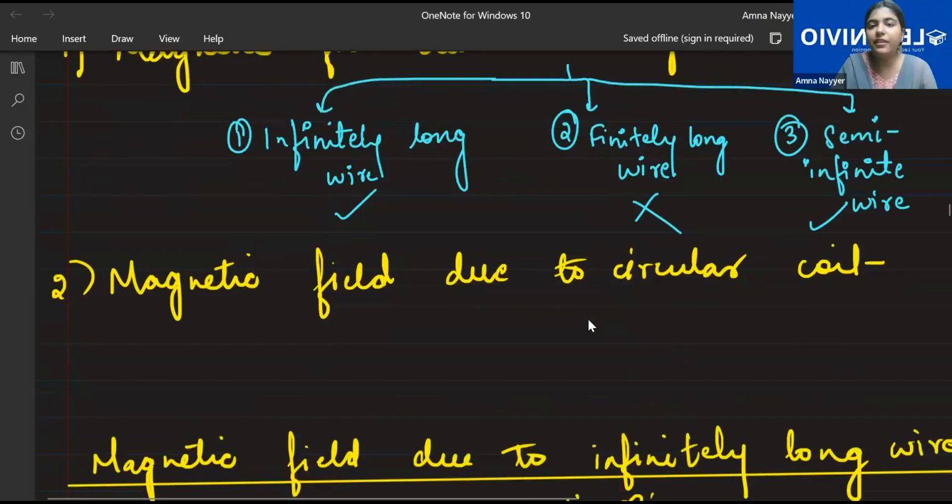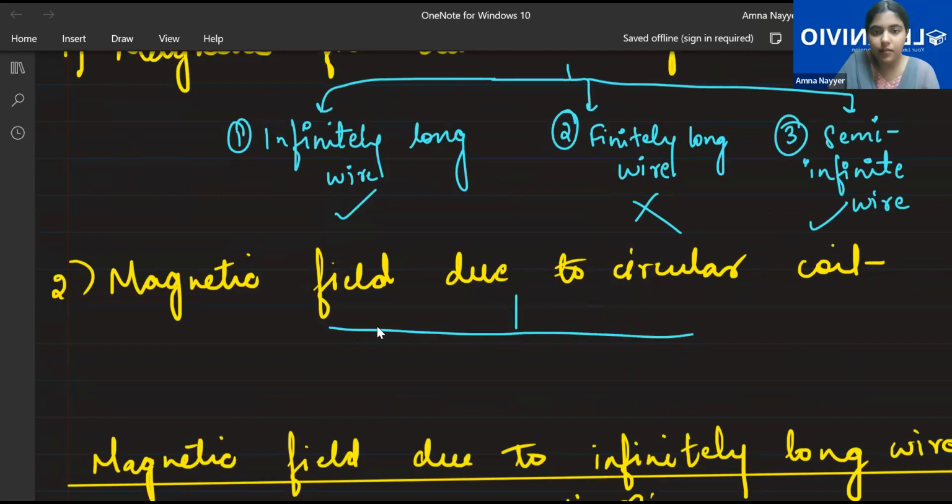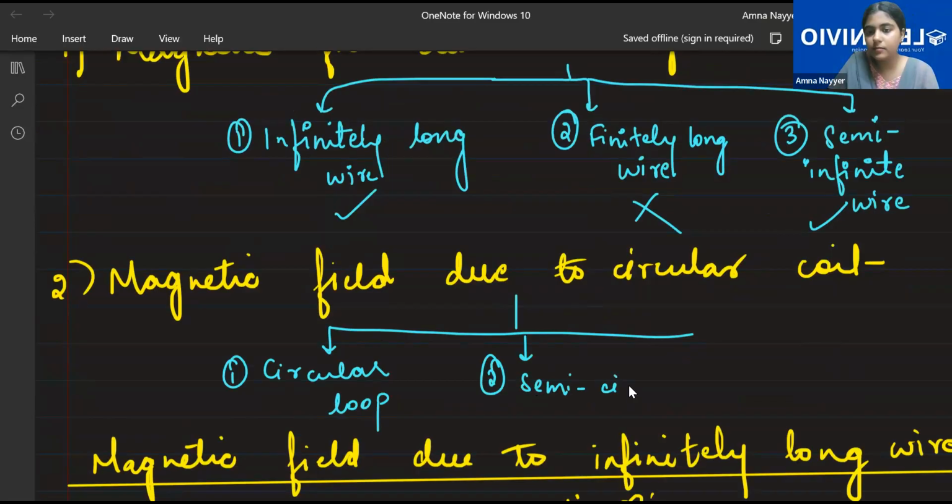And coming to the magnetic field due to a circular coil. Here also we have three things. First is the circular loop. Circular loop means a complete proper circle. Second is a semicircle. Third is any arc. Any circular arc means it is subtending any kind of angle. All the derivations are there and all the formulas are there.